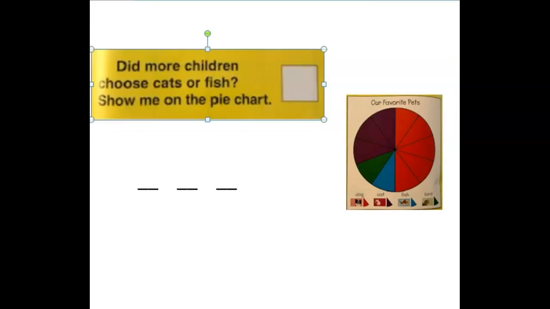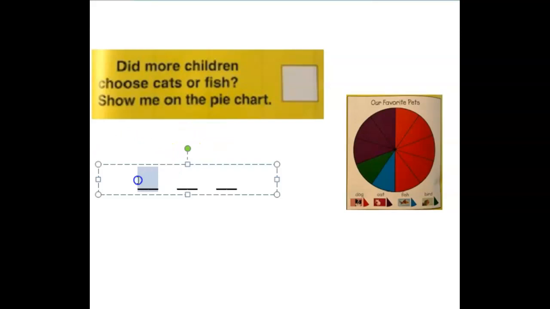Did more children choose cats or fish? Show me on the pie chart. So point to where the cat vote is and the fish vote is. So let's take a look at this. The cats are purple, so how many votes? And they want to know what the difference is, what they want us to subtract, not add. They want to know, show them what the difference is.